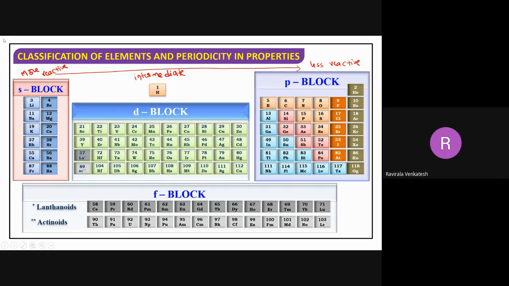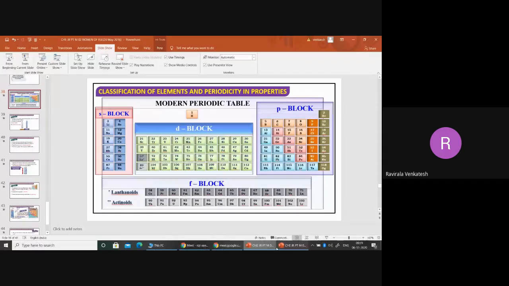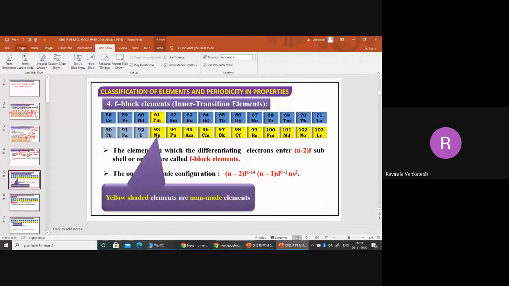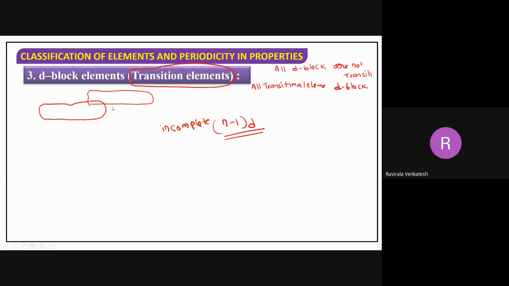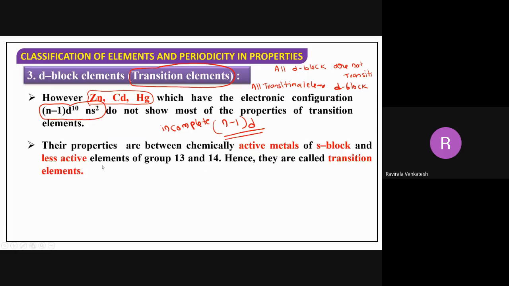But the definition is incomplete, isn't it? Whatever has an incomplete n-1 d orbital configuration is generally called a transition element. Their properties are between the chemically very active metals such as s block and very less reactive elements like group 13 and 14. I am considering 13 and 14 because 16 and 17 are near to noble gas configuration, as I already told you, so I am not considering them. So they are called transition elements. So this is about the transition elements.